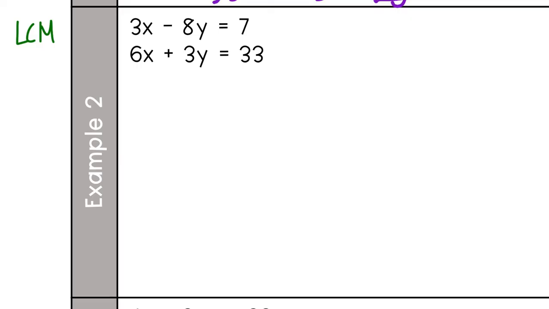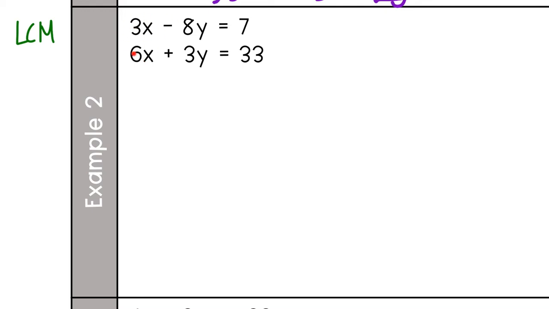What that means is, so right here with the x's, out of 3 and 6, what is their least common multiple? What is the smallest number that both of them would multiply to? In this case, it's 6, because 3 times 2 would give me 6. 6 times 1 would give me 6. So there's that. Here with 8 and 3, their least common multiple is 24. So you're always going to go with the one that's smaller because there's less steps.